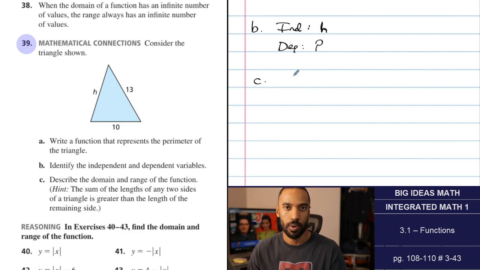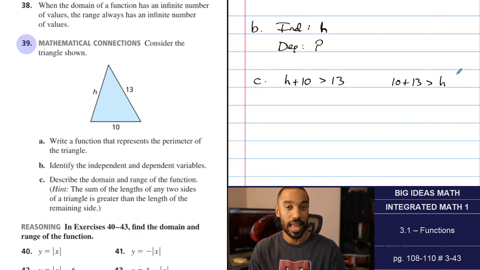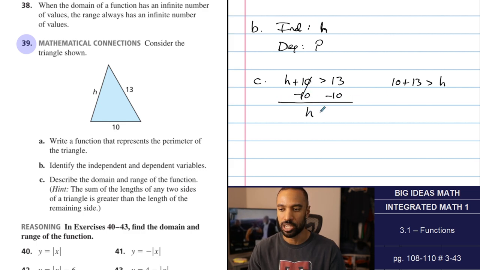So we have two different inequalities to write here. h plus 10 must be greater than 13. And also 10 plus 13 must be greater than h in any case. I'm not saying this has to represent a single h, not at all. But we subtract 10 from both sides here to show that h has to be greater than 3. Otherwise you don't make a triangle.